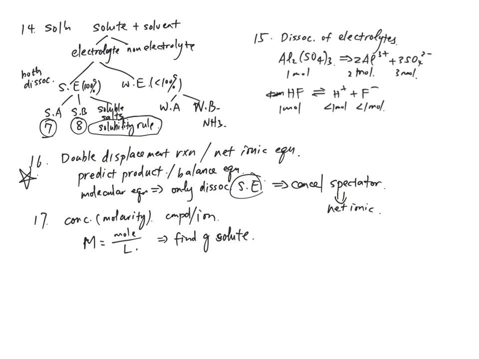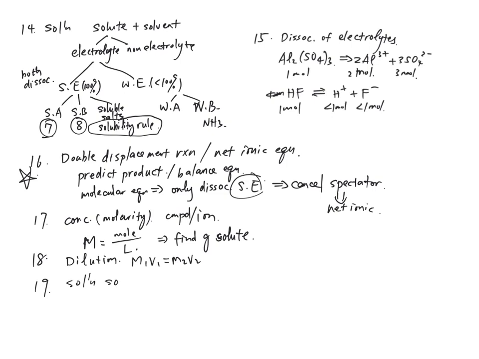Then the calculations we did also include dilution. Okay, that's the kind of thing that you do M1V1 equals M2V2. That's easy.